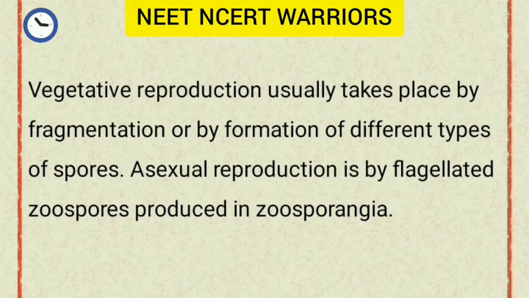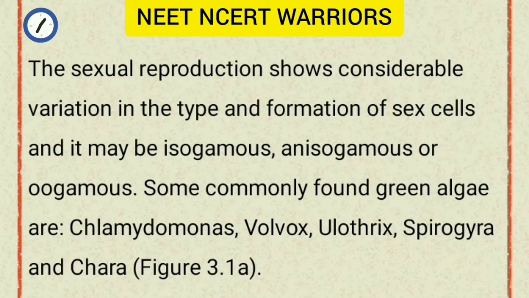Asexual reproduction is by flagellated zoospores produced in zoosporangia. The sexual reproduction shows considerable variation in the type and formation of sex cells, and it may be isogamous, anisogamous or oogamous. Some commonly found green algae are Chlamydomonas, Volvox, Ulothrix, Spirogyra and Chara. You can see in Figure 3.1a.